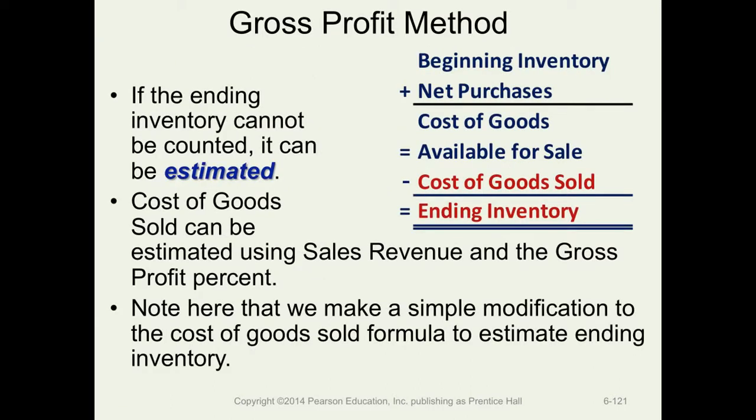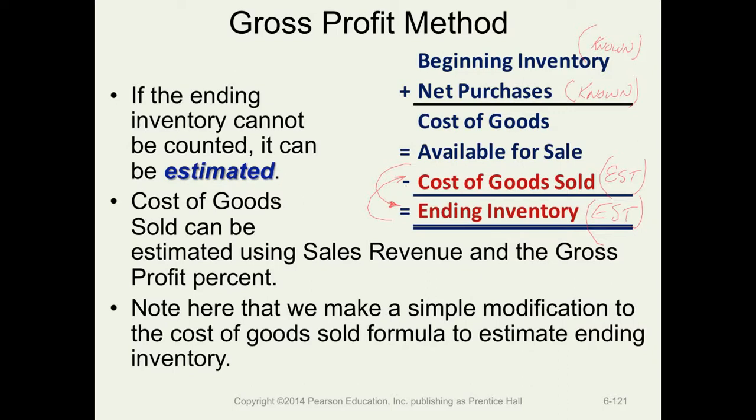Let's start with the gross profit method. Under the gross profit method, we know the beginning inventory from our inventory records. We know net purchases from our ledger accounts. And therefore, we know the cost of goods available for sale. If we can estimate the cost of goods sold, then we can estimate the ending inventory.